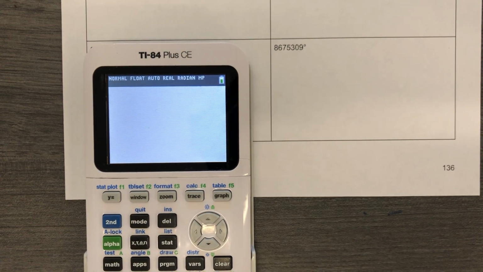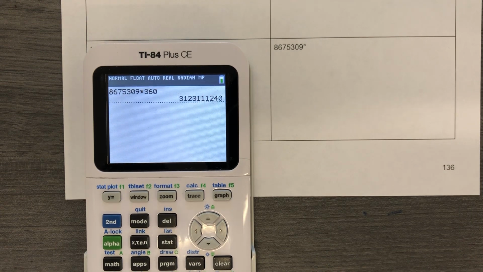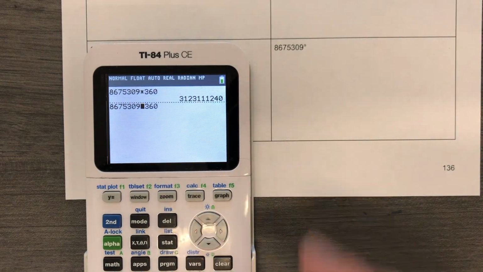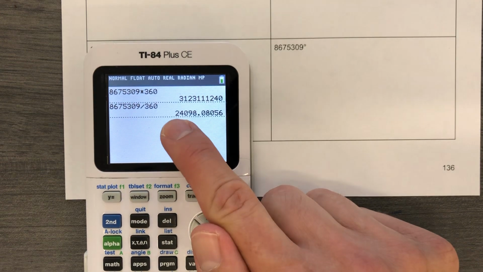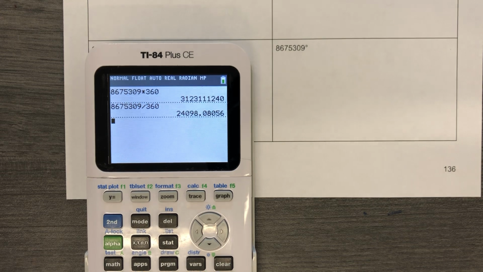Here we go. 8675309. I wonder how many times 360 goes into that. How many times you would have wound around the circle drawing this angle? I did the wrong thing. That's multiplication. I need division. There we go. 24,098 and some change. I don't need the change.